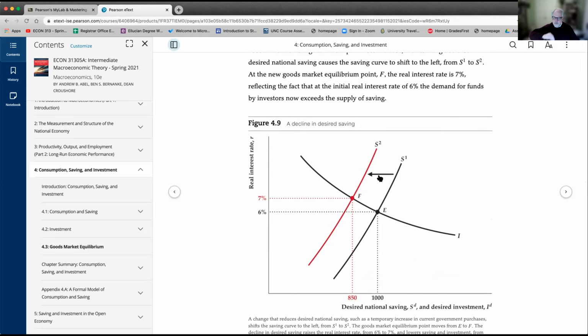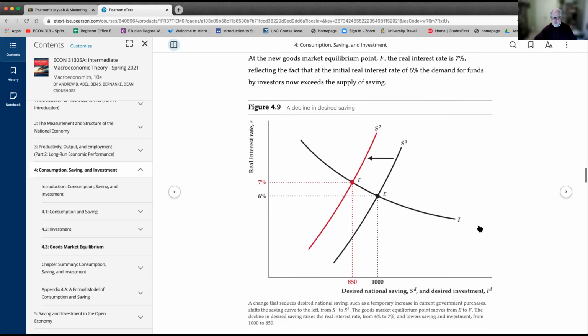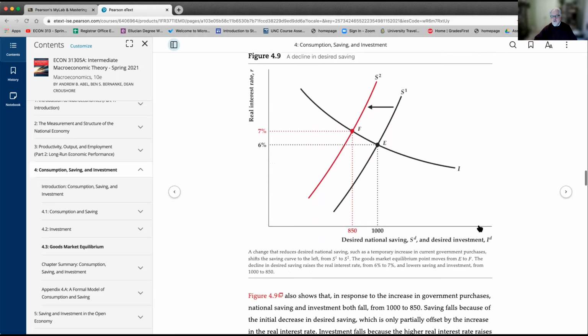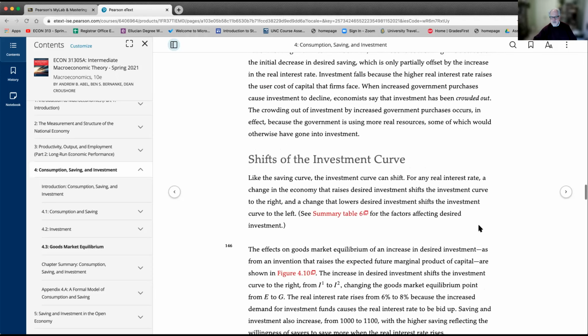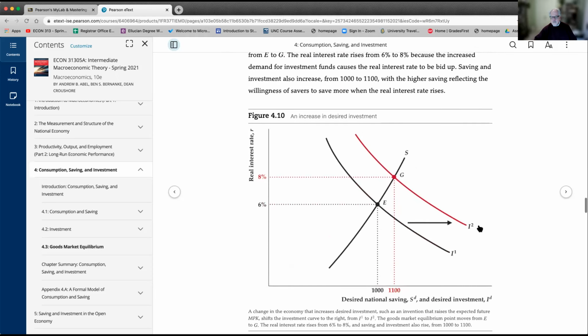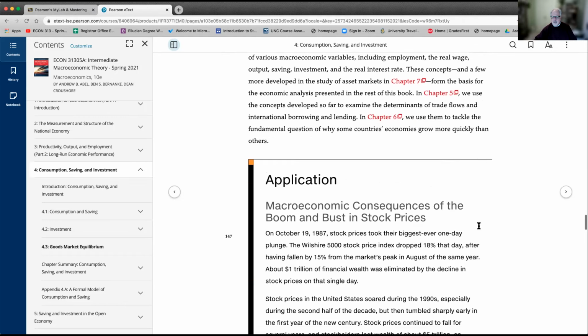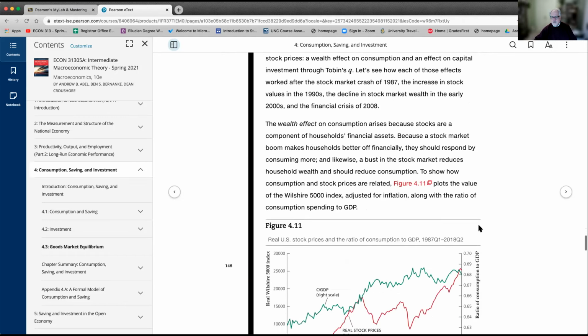Homework examples will typically do it the opposite way and say, what if something happens? Show me what's going to happen in the goods market. And it's going to involve a shift to the right or the left of investment, or a shift to the right or left of saving. That's it. That's got to be one of those four things. It's like multiple choice at that point. So it's important to understand what causes shifts in those curves. Shift the investment curve, what would cause that? And then there are some examples of that.